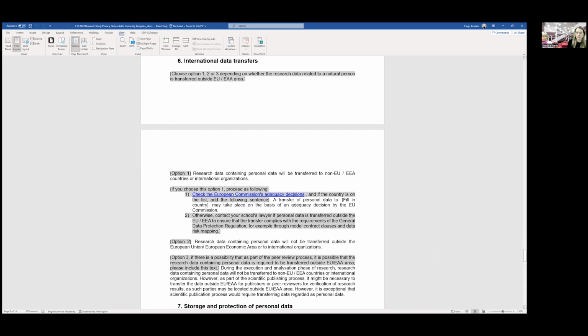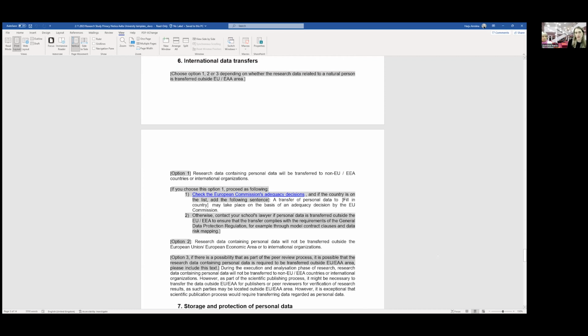So this is a list of countries where the European Commission thinks that the level of data privacy is at least the same as in the EU. So it's basically safe to transfer the data to those countries. Well, the US is not on that list. China is not on that list, obviously. So you would need to have some other means in order to transfer the personal data.